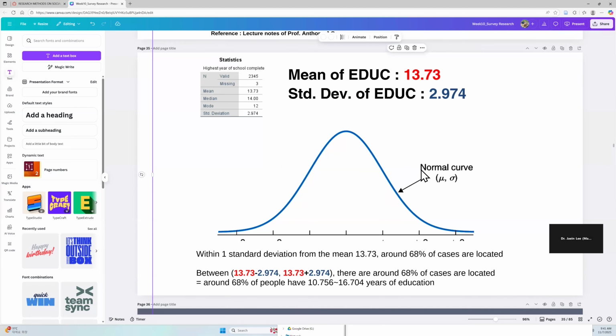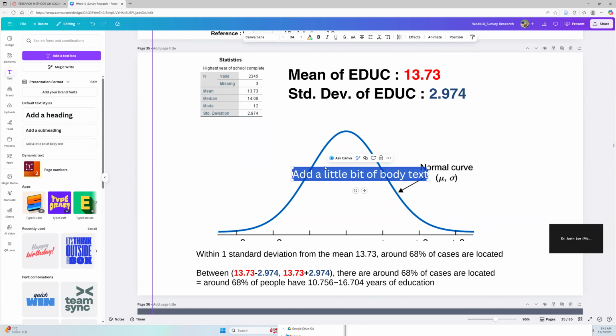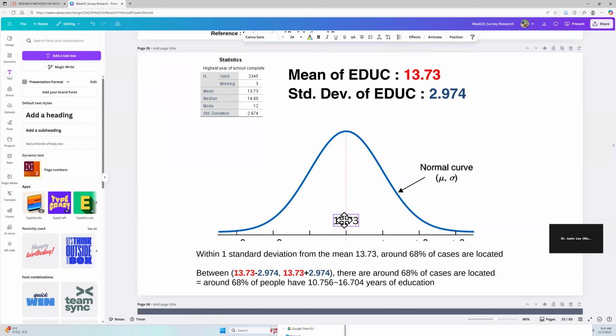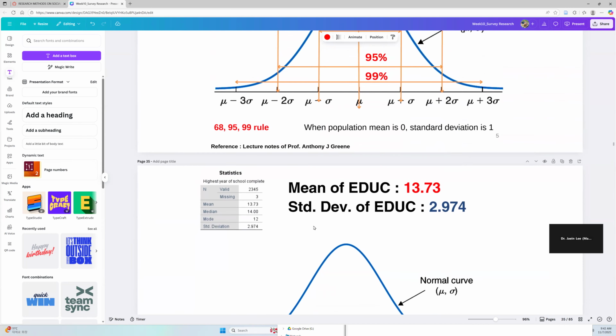For example, let's suppose that we have a normal distribution in this variable, which is the highest year of schooling completed. So we can say the calculated mean is 13.37. So there is 13.37 in the middle, right here. So one standard deviation from the mean. Okay. So within one standard deviation, this is one standard deviation, and this is one standard deviation.